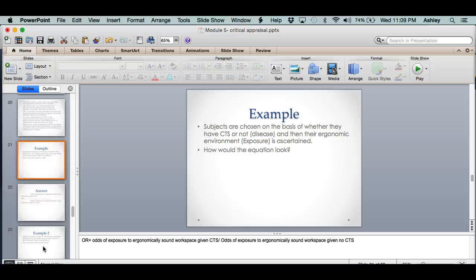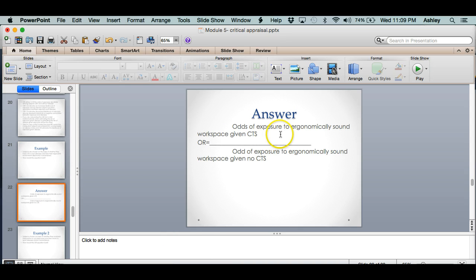Subjects are chosen on the basis of whether they have CTS or not, and then their ergonomic environment is ascertained. How would that equation look? Well, again, it's down here. Odds of exposure to ergonomically sound workspace given CTS divided by odds of exposure to ergonomically sound workspace given no CTS. Here's the answer.